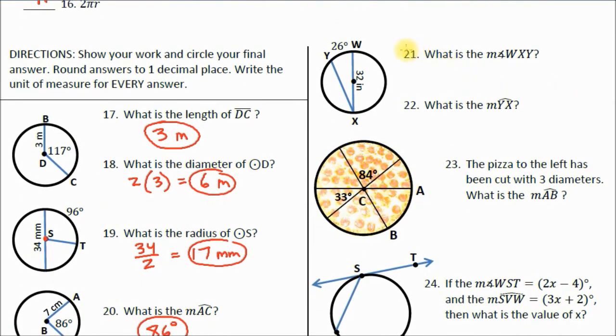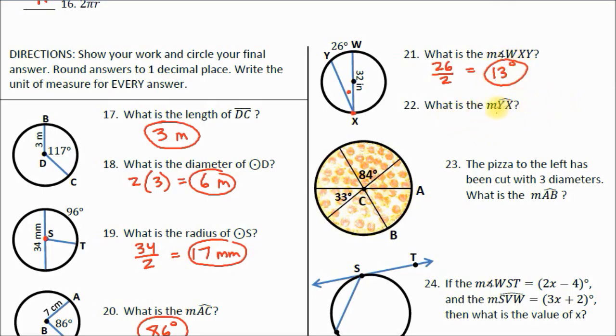Question number 21. What is the measure of angle WXY? So we're looking at this angle measure right here. Well, we see that's an inscribed angle because the vertex is on the circle. We know the intercepted arc of that inscribed angle is 26 degrees. So we can find the angle measure by dividing that intercepted arc measure by 2. So 26 divided by 2. The measure of angle WXY is 13 degrees.